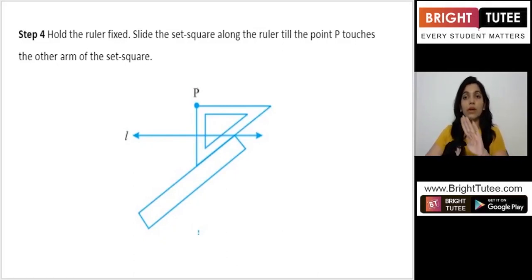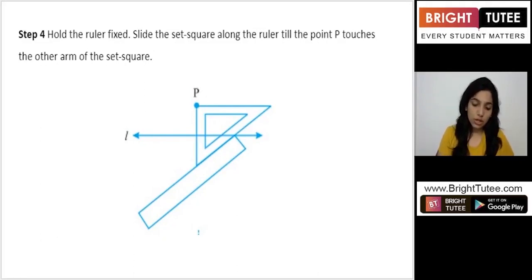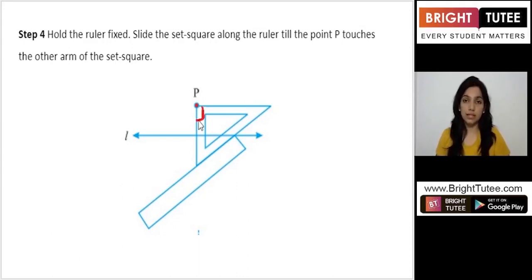Slide the set square along the ruler till you see the point P. It touches your set square where you have got the 90-degree angle. Okay. So till the point P touches the other arm of the set square. Here you can see it touches the arm. Okay. Till there you need to slide this set square. And when you have slid the set square, it's meeting the point P.